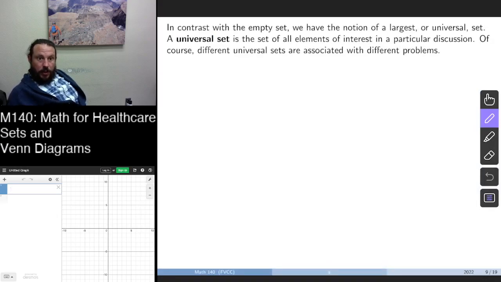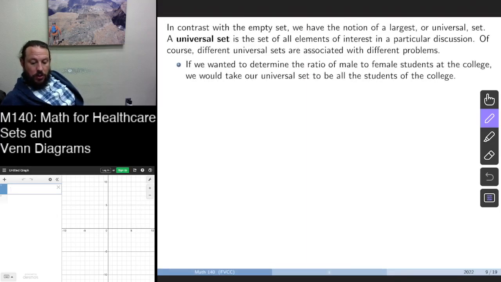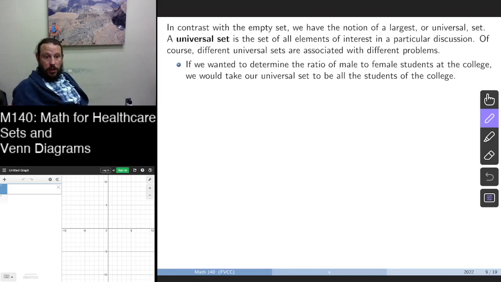In contrast with the empty set, we have the notion of a largest or universal set. A universal set is a set of all elements of interest in a particular discussion. Of course, different universal sets are associated with different problems. If we want to determine the ratio of male to female students at the college, we would take our universal set to be all the students at the college. That's what we're interested in.